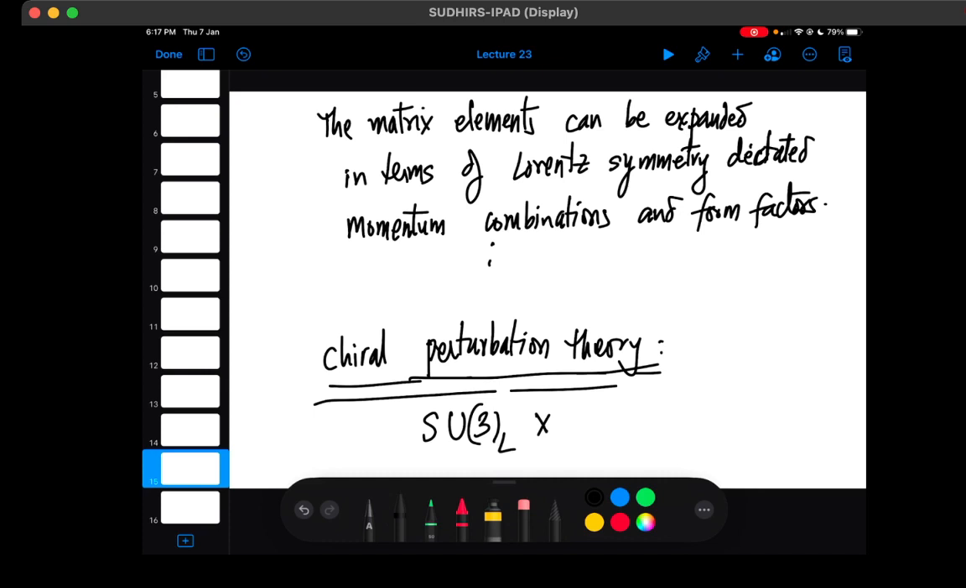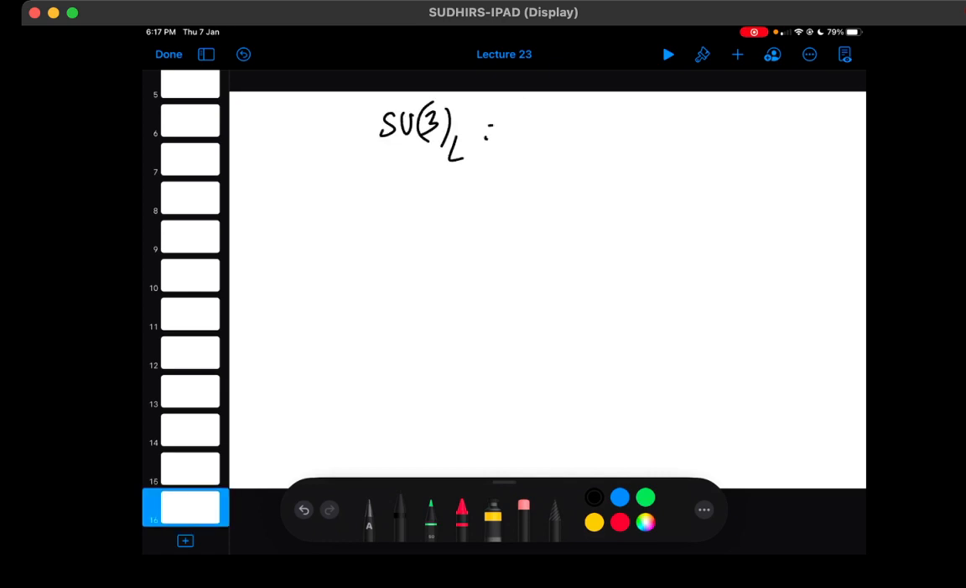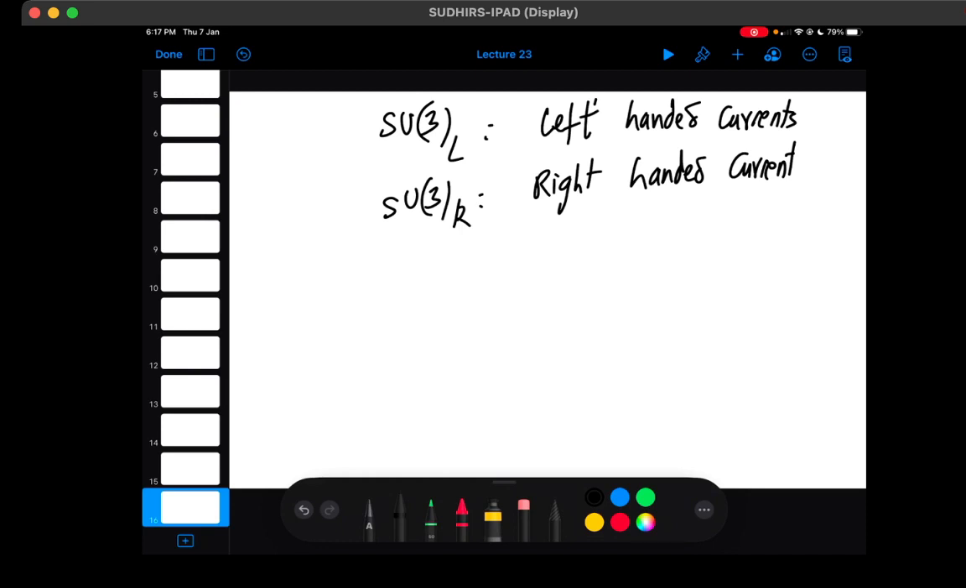So you remember there are left states and right states essentially. Where SU(3)_L are left handed currents and SU(3)_R are right handed currents. This is defined when P_L is essentially (1 + γ_5)/2 and P_R is (1 − γ_5)/2.